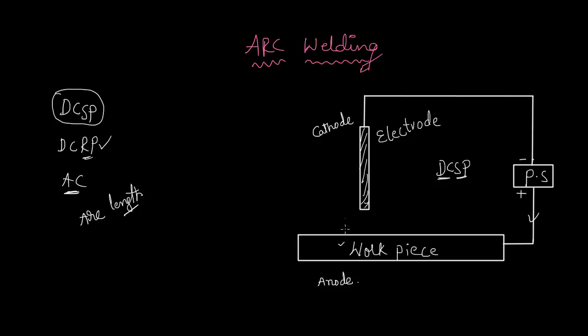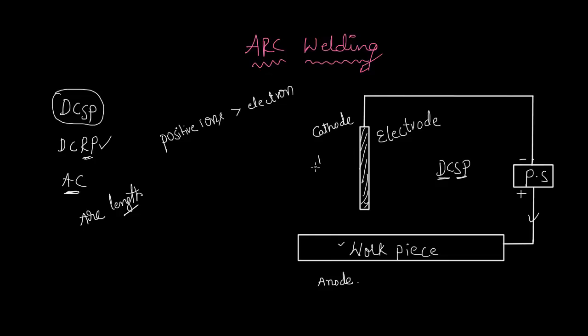Due to short circuit, arc is generated. So why does the arc have to be generated due to short circuit? We will discuss this in a few minutes. Electrons from the cathode will move in the downward direction, that means towards the anode, and reach the anode. The positive ions from the anode reach the cathode. And we know that the positive ion mass is greater than the electron mass. So that's why more heat will be generated at the anode when compared to the cathode.